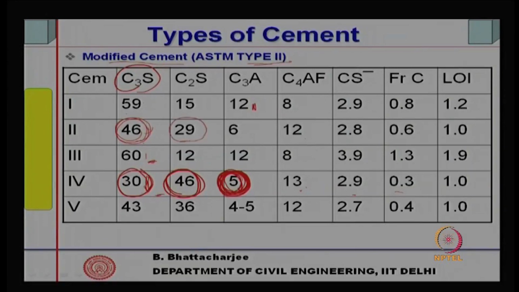It has got somewhat higher C3S than this, and obviously, C2S also will be lower than this, but higher than this. C3A content is also more than this, etc., etc. Now, why do you use low heat cement? Well, most of the construction was carried out with OPC earlier, but in a mass concrete you can't use OPC, because heat of hydration is very high.